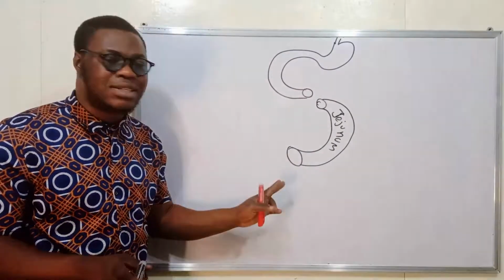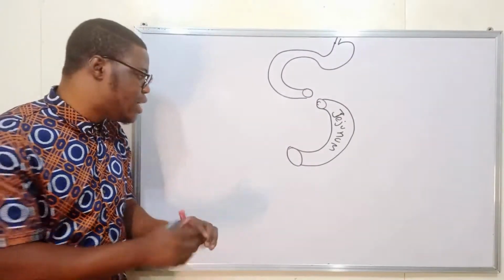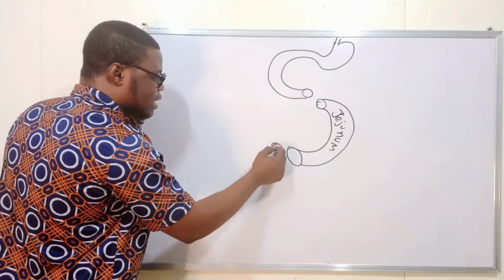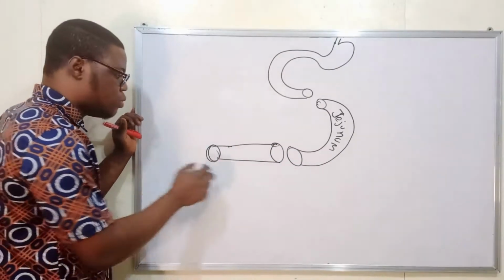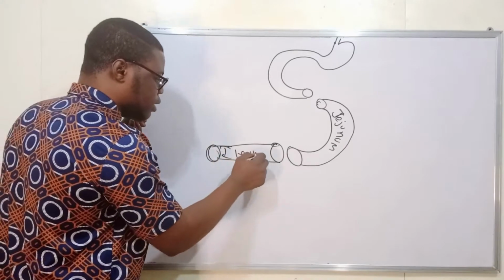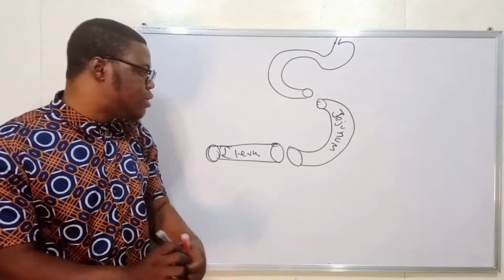Then you can say it extends from the duodenum to the ileum. The ileum is the last part of the small intestine. So this structure here is the ileum. As simple as that.